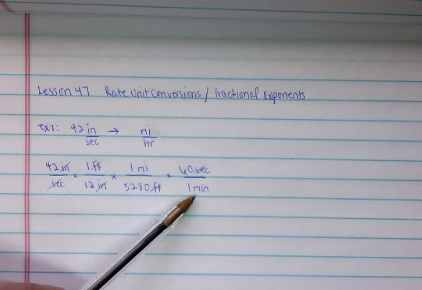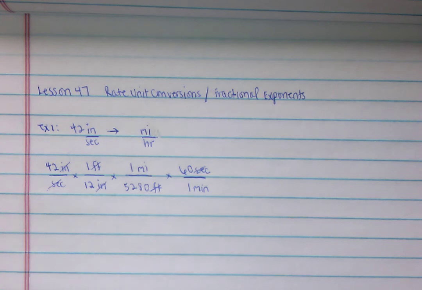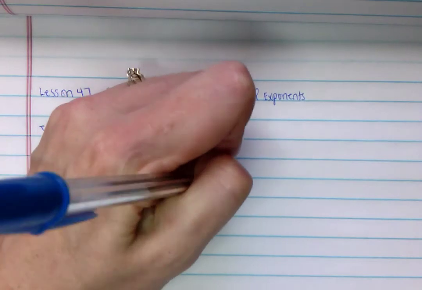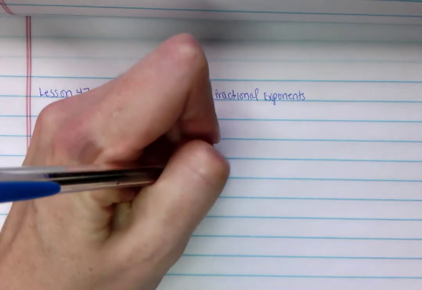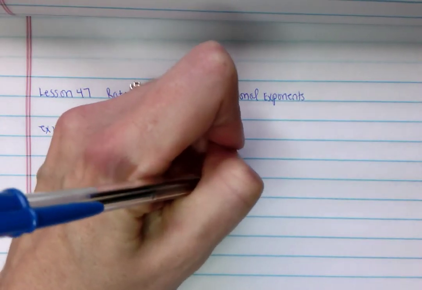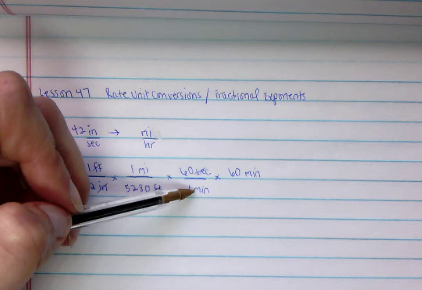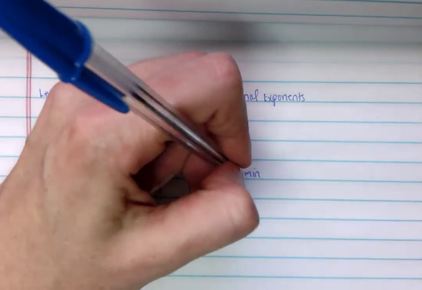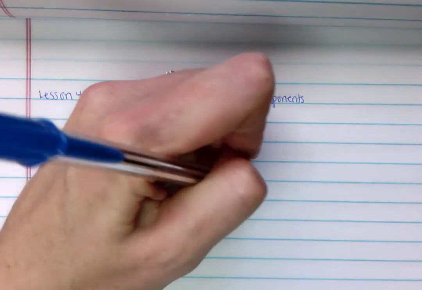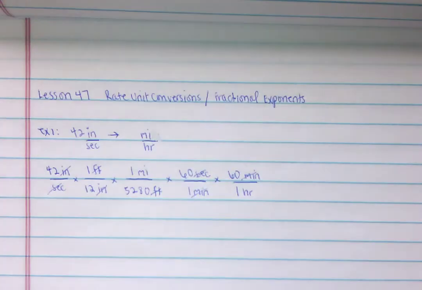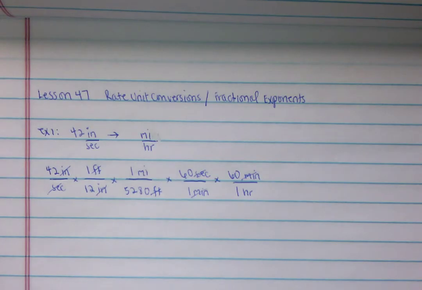We're still not done. We've got to go to hours. There are 60 minutes in 1 hour. So we're going to put the 60 on the top, and again, it's because we want the minutes to cancel. If it's on the bottom, we put it on the top. So 60 minutes in 1 hour. And now we are finally done.